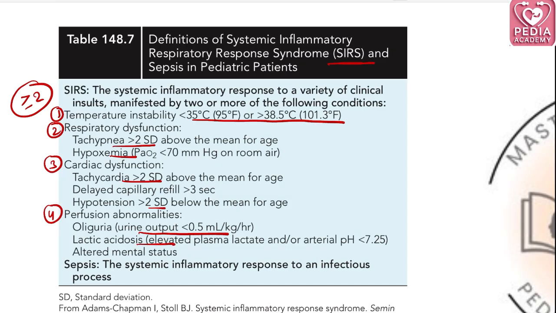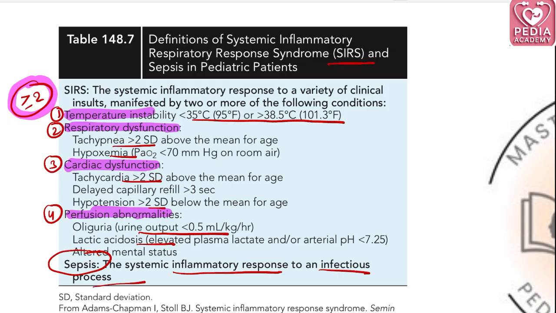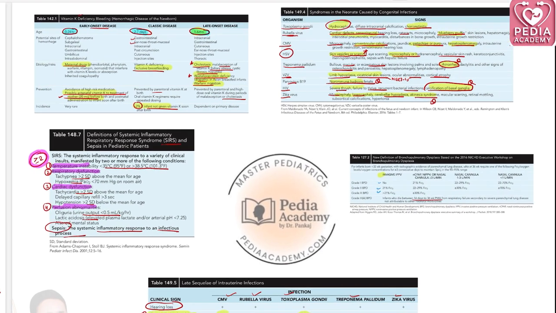So these are basically the classification criteria of sepsis. So I'm just highlighting temperature, respiratory, cardiac and perfusion. You need two out of them. What is sepsis? Sepsis is the systemic inflammatory response to infectious process. So these definitions basically you have to remember, these are important.